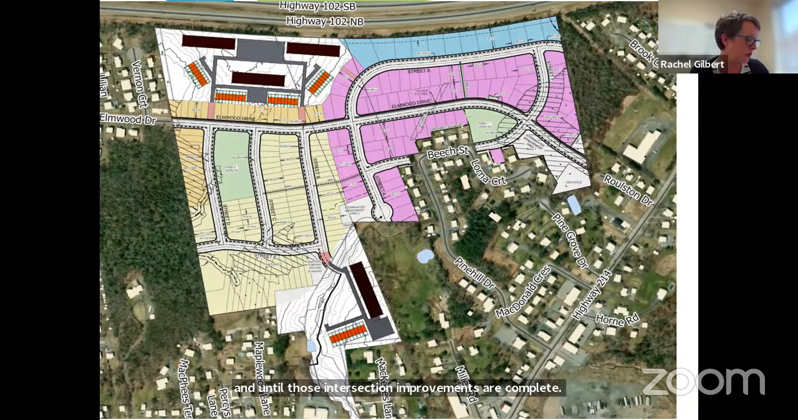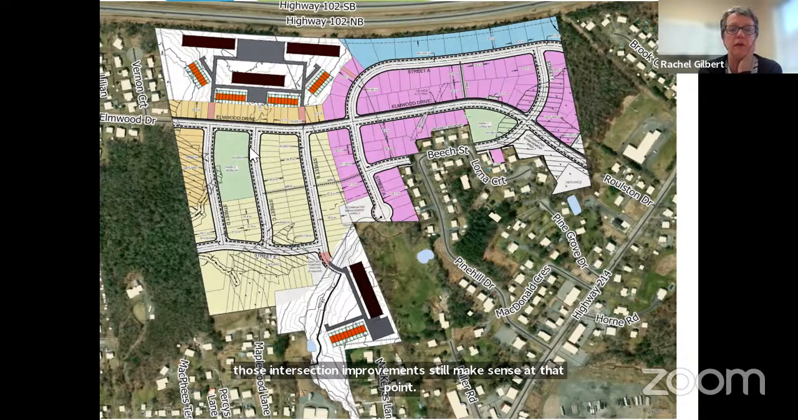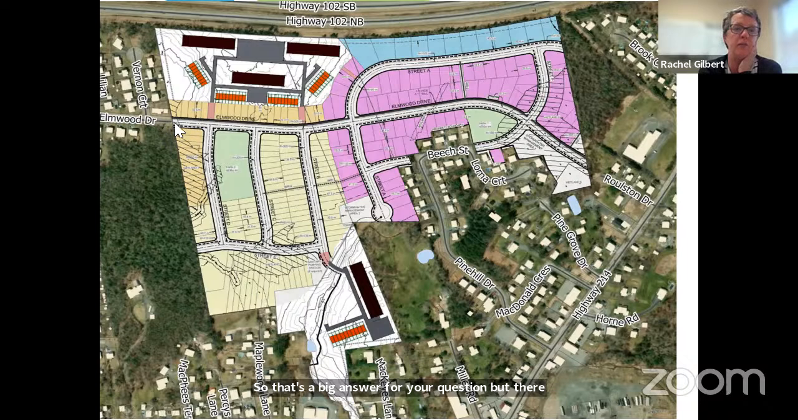But the development agreement also says that the developer may seek a reassessment of the required intersection improvements prior to final subdivision approval. So there's the ability there for the developer to speak to Public Works and see whether those intersection improvements still make sense at that point. So that's a big answer for your question, but there are trigger points and they'll be required before that connection happens. Wow.